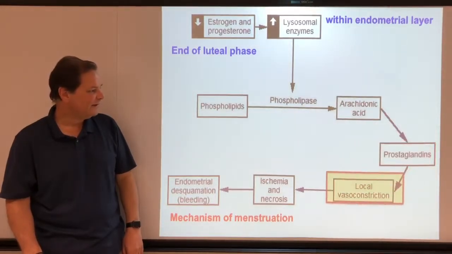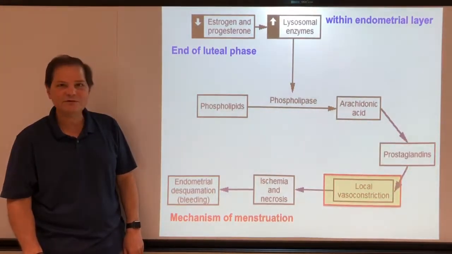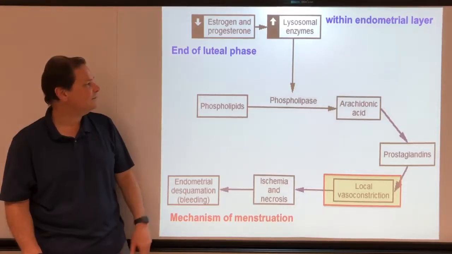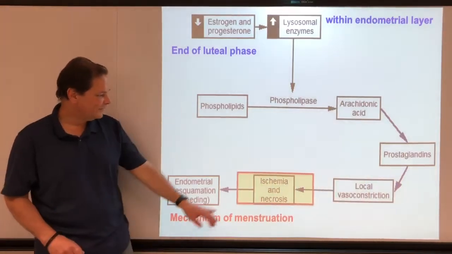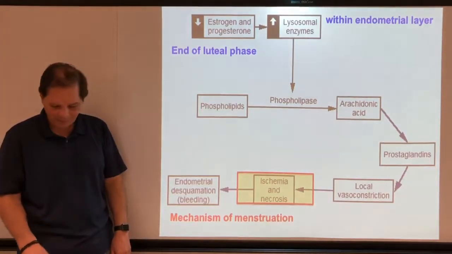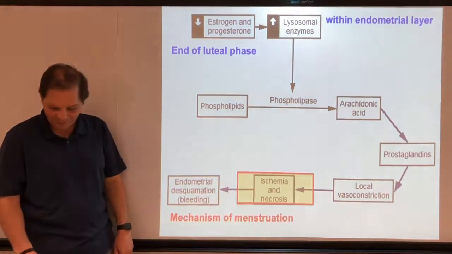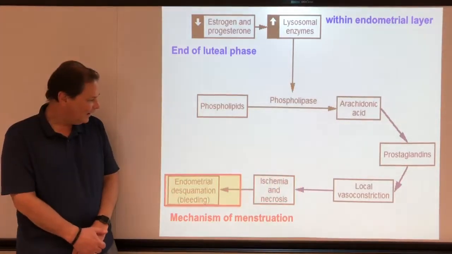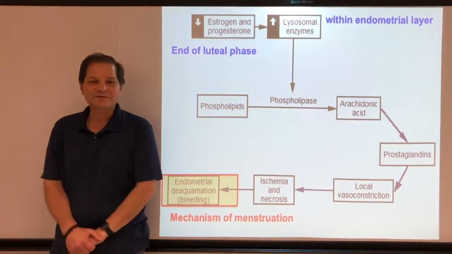And then your prostaglandins actually cause a vasoconstriction in the endometrial layer, and that causes ischemia, so you're cutting off oxygen and nutrients from getting there, and these cells die off and then they slough away, and what you get is bleeding from the vagina.